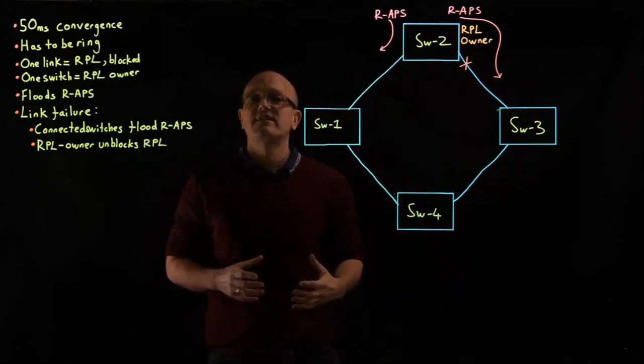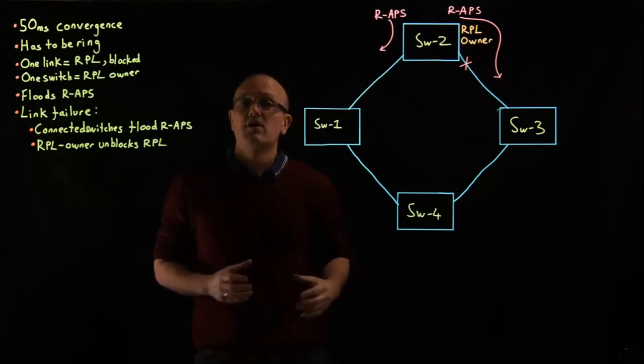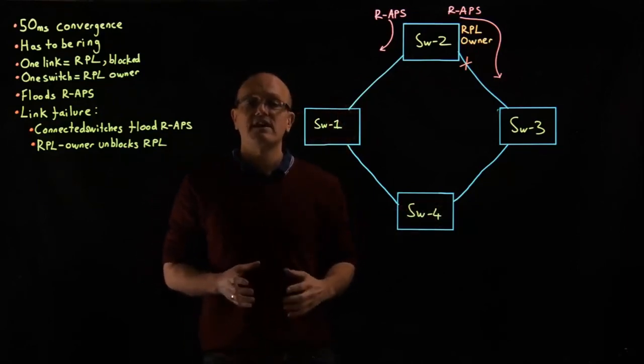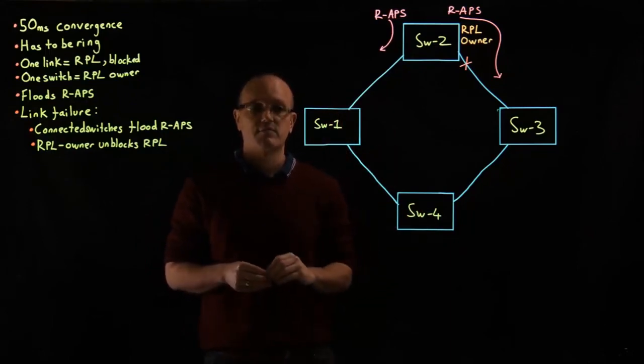And the unblocking of the RPL restores connectivity to the ring. So that was reactivity to failure. How does ERPS react to link recovery? So again, let's turn to switch 1 and switch 4. Say the link between switch 1 and switch 4 now recovers.